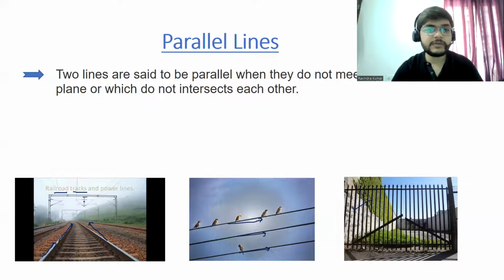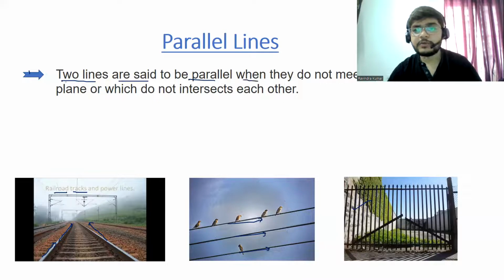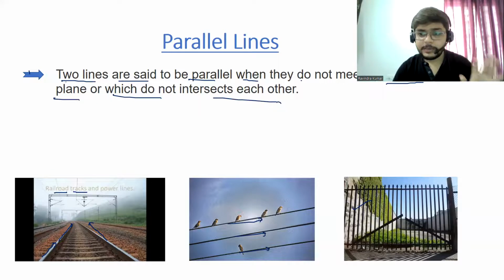So the definition will be: two lines are said to be parallel when they do not meet at any point in a plane, which do not intersect each other. So basically the point is that when there are two or more lines, they never intersect each other at any point on the surface, right?